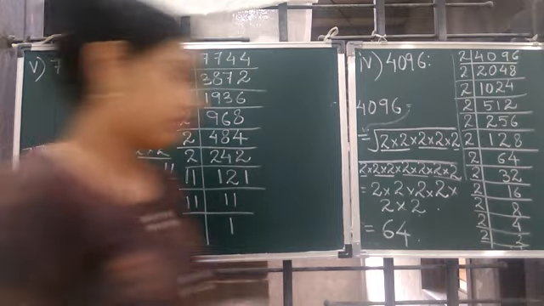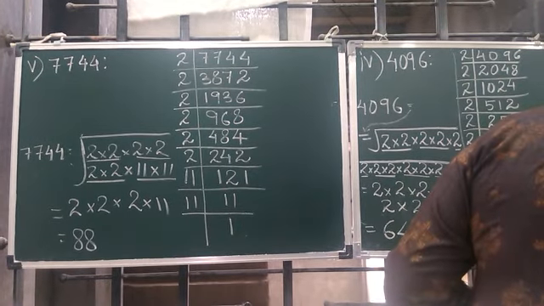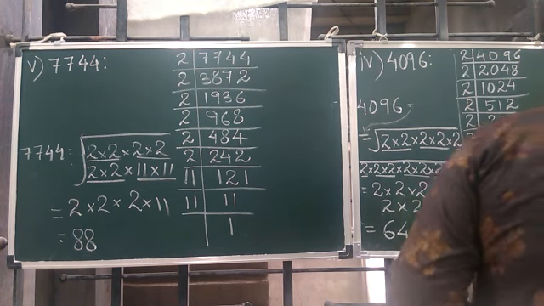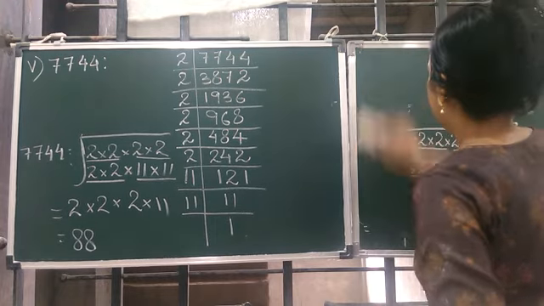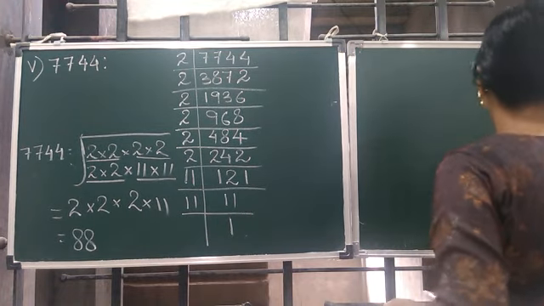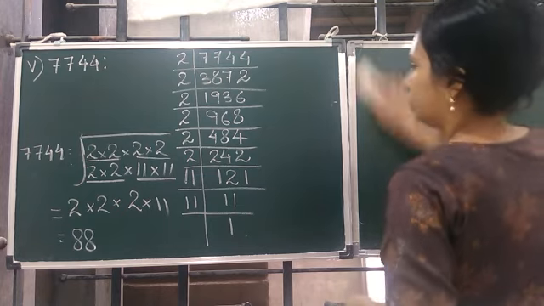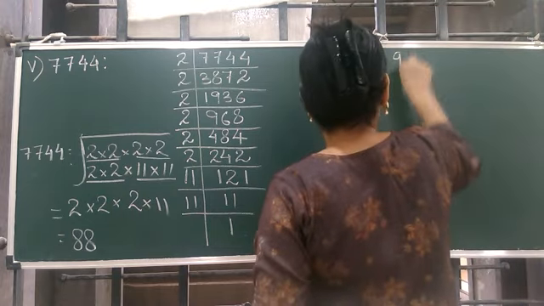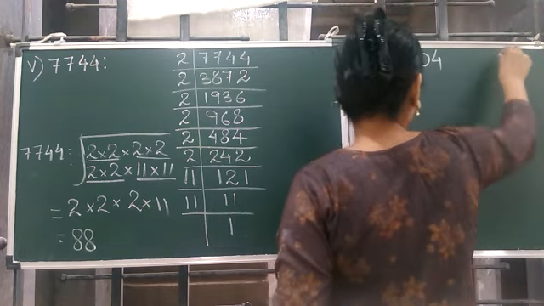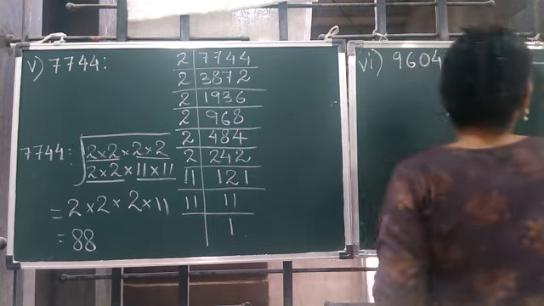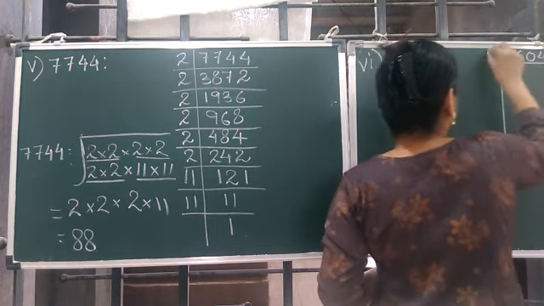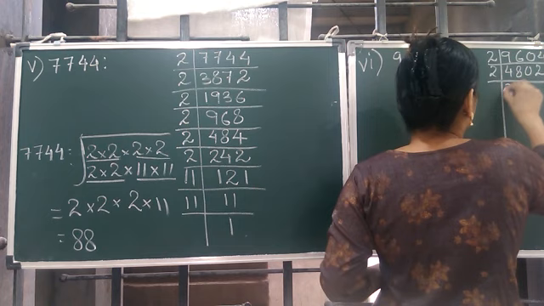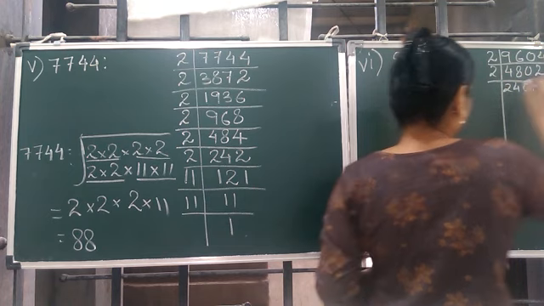So this completes the fifth part. Then we go to the sixth part. The sixth part is 9604. We start with 2 because the last digit is even. 2 4s are 8, 2 8s are 16, 0, 2. Again by 2. 2 2s are 4, 2 4s are 8, 0, 1.